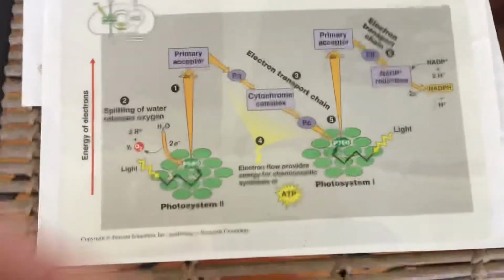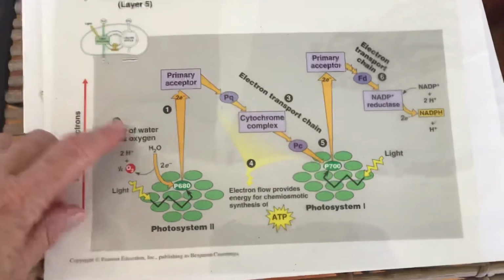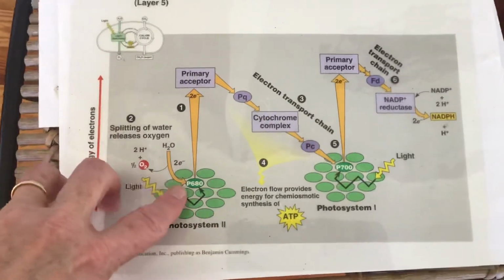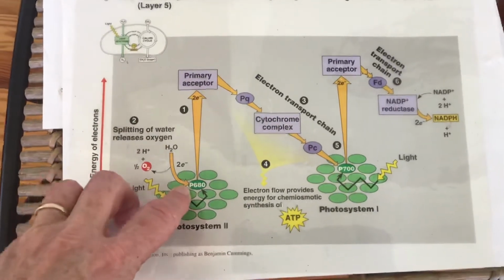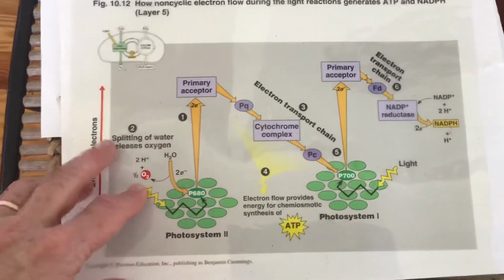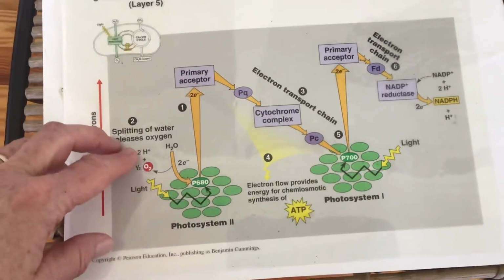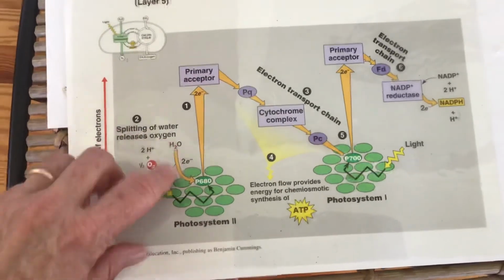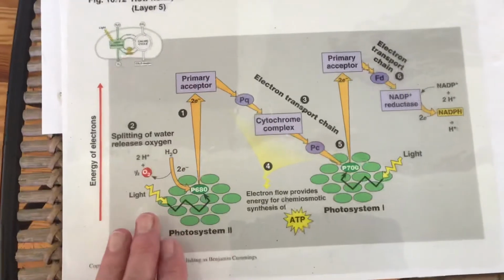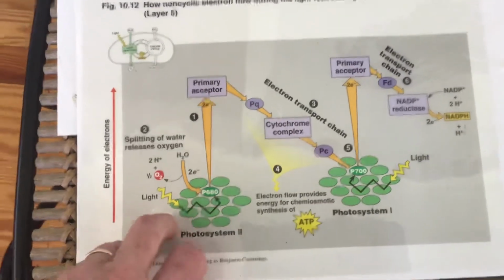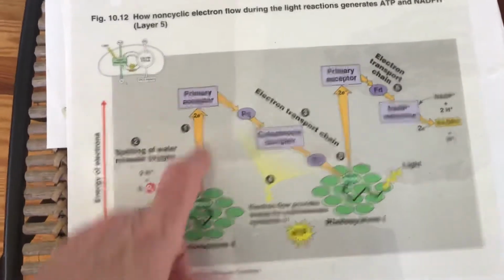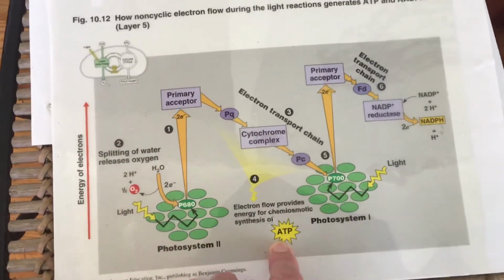Okay, now some details about this that I haven't mentioned. One thing is that water is going to be donating the electrons. And as water donates the electrons, what is produced is oxygen gas, plus hydrogens. All right, so this is the part of the process that produces oxygen. Okay, as those electrons then get excited, we're going to make ATP, as I said before.